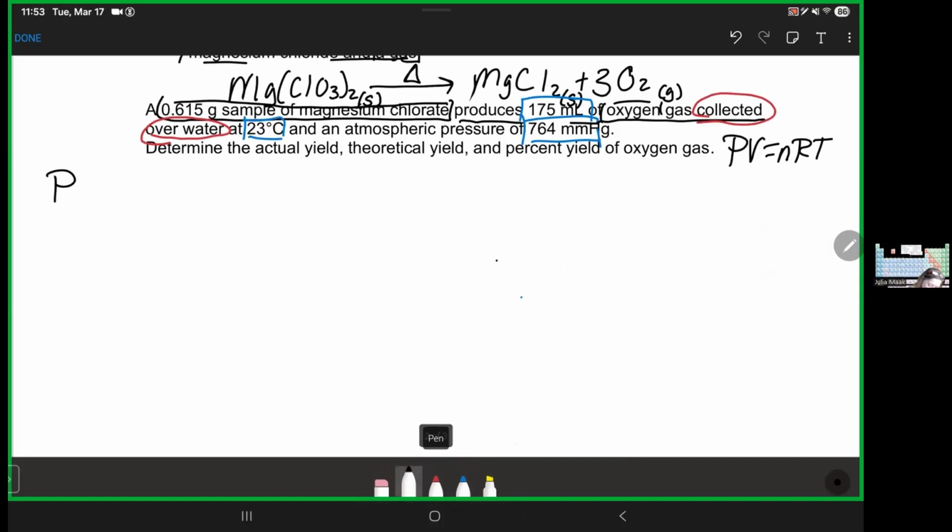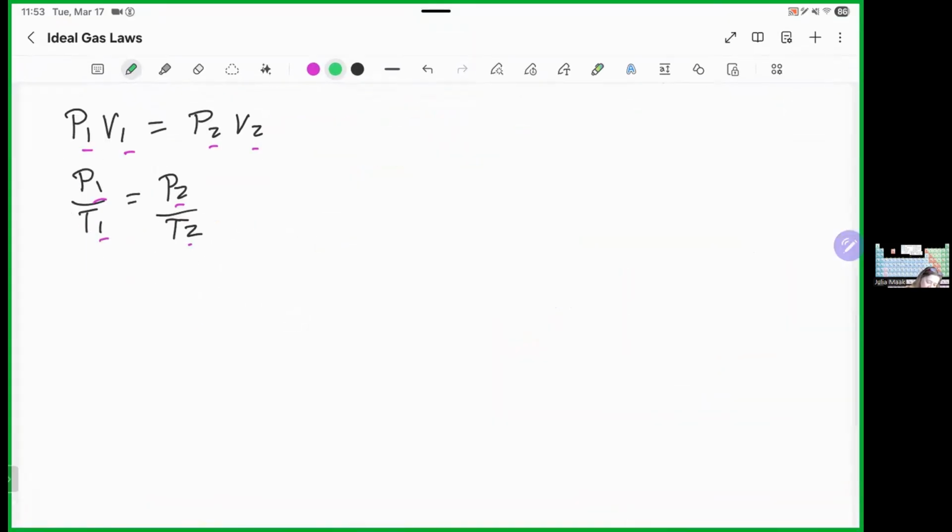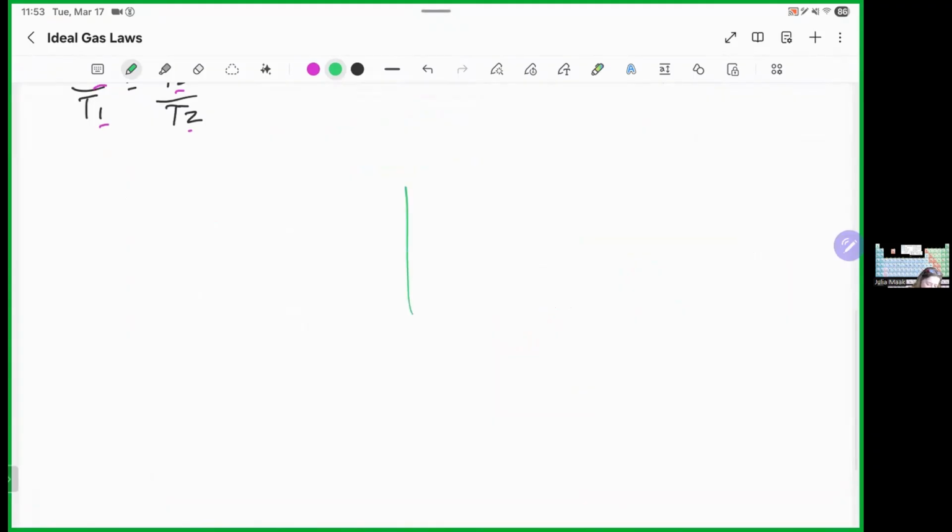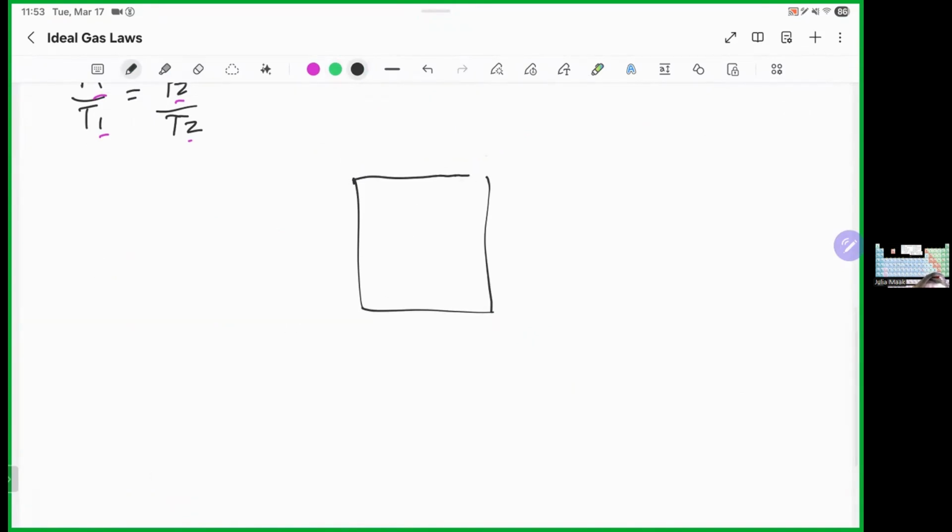Okay, so on the side of my paper, PV equals nRT. Okay, so let's talk about that collected over water. I'm going to pop over to this other screen real quick. If I have a container here, and it's closed off, I have just a little hose coming in, and I am collecting gas. I'm collecting oxygen gas, okay? And I'm collecting it over water.